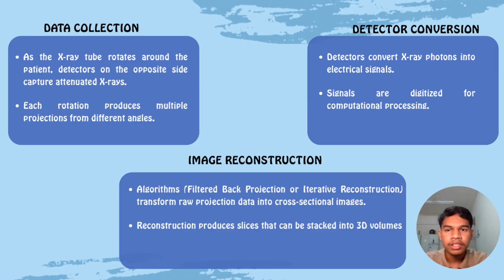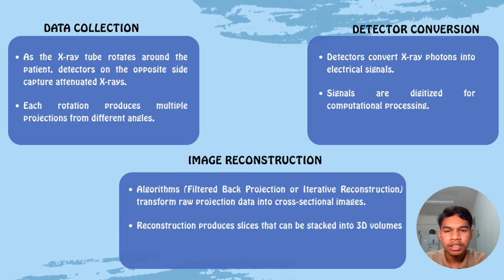And next, for the data collection process, as the X-ray tube rotates around the patient, detectors on the opposite side capture attenuated X-rays. Each rotation produces multiple projections from different angles. For the detector conversion process, detectors convert X-ray photons into electrical signals. Signals are digitized for computational processing.